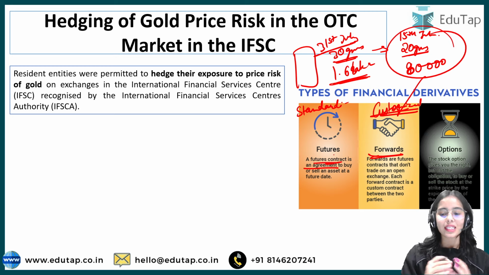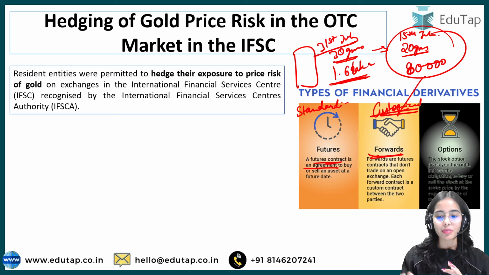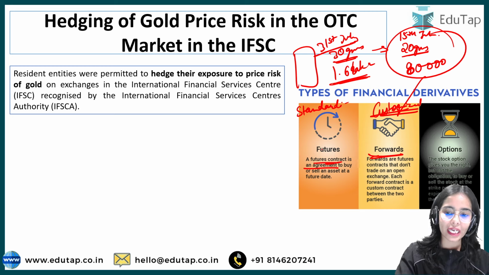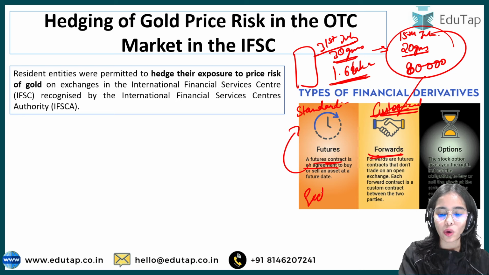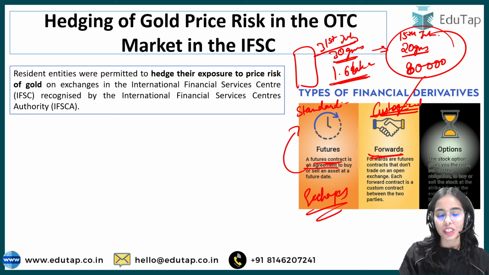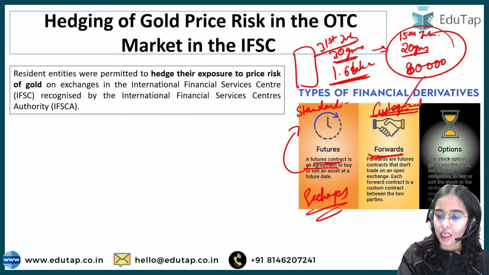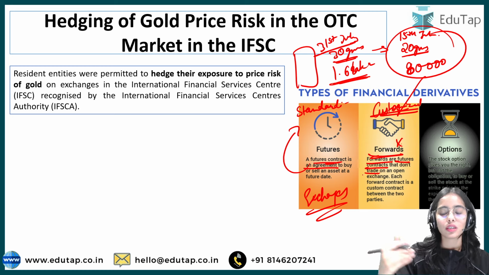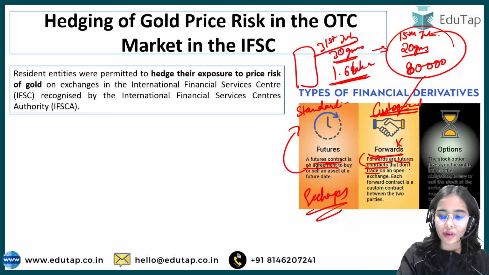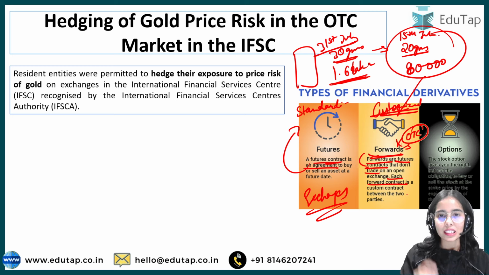So futures are financial contracts. These future contracts are agreements to buy or sell an asset on a future date, and they are standardized in nature. They are traded on the exchanges. But the forwards are customized in nature. They are like future contracts that are not traded on the exchanges. The forwards are traded on the over-the-counter markets. Each forward contract is a custom contract between the two parties. So they are customized in nature.